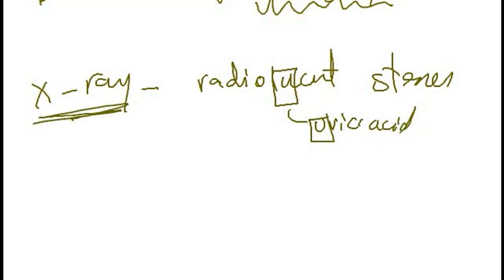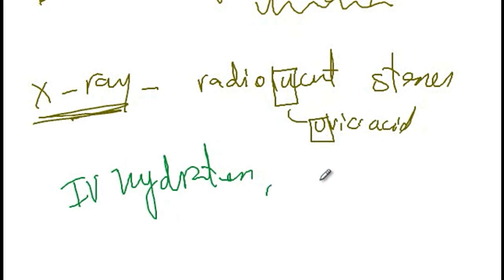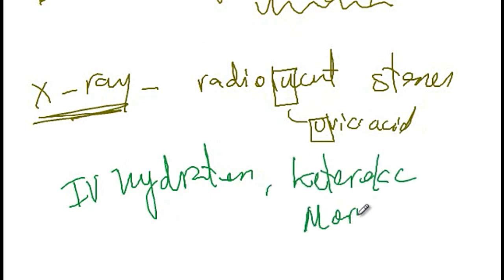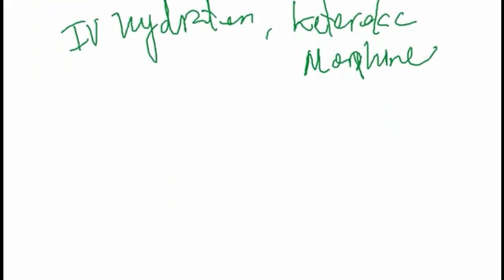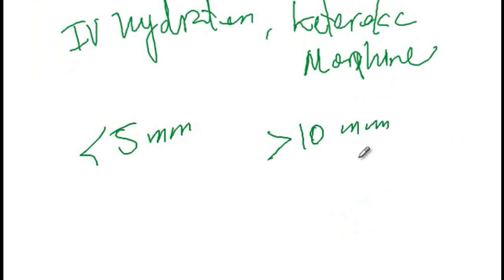So generally, for the treatment of patients with renal stones, you will have to provide IV hydration and pain management by either providing ketorolac or morphine. Stones that are less than 5 millimeters are usually passed on their own. However, with increased size, there is a progressive decrease in the chance of passing the stone by itself. And stones that are more than 10 millimeters are usually unlikely to pass, and you will have to consult a urologist for possible interventions.